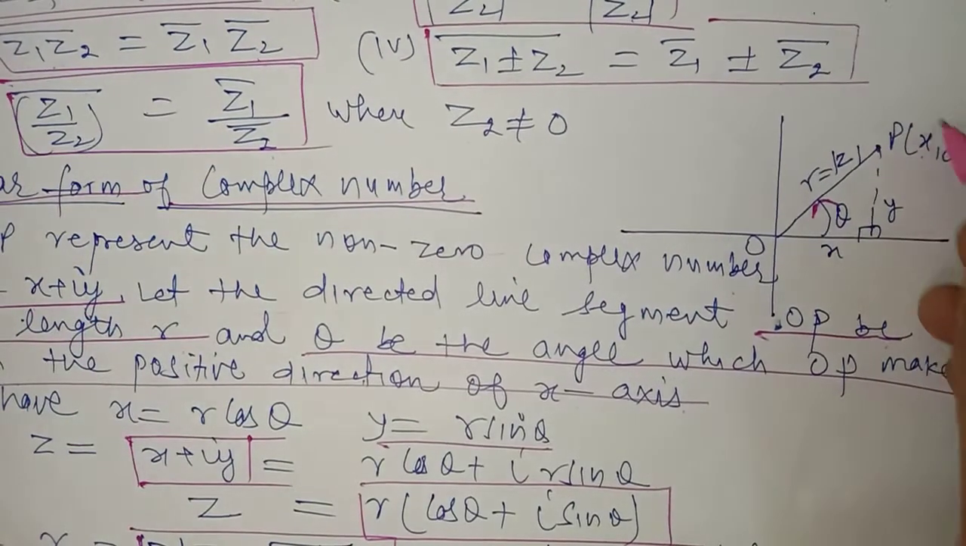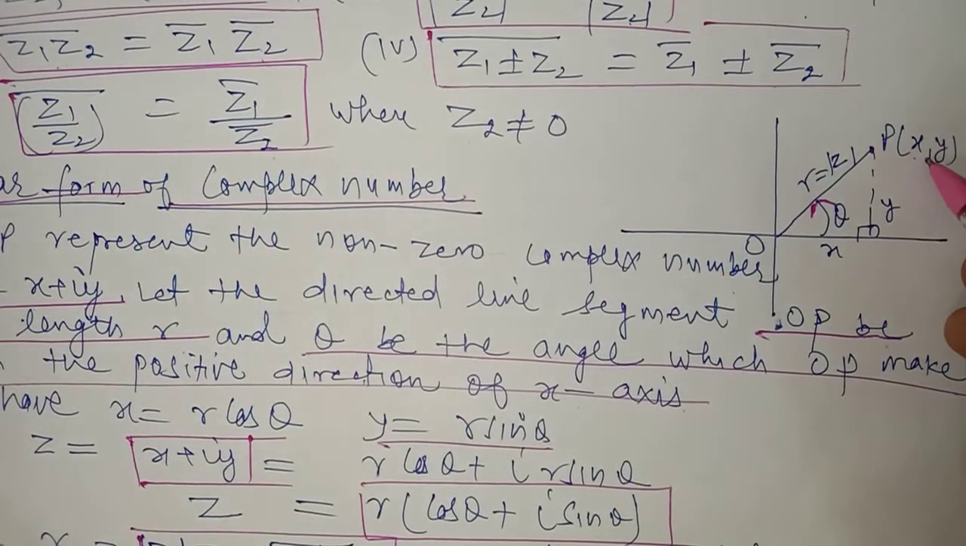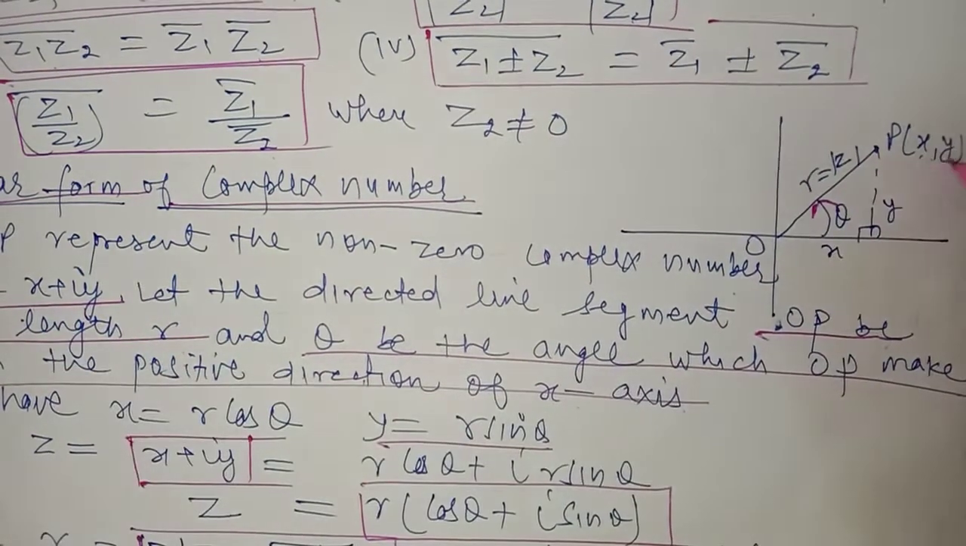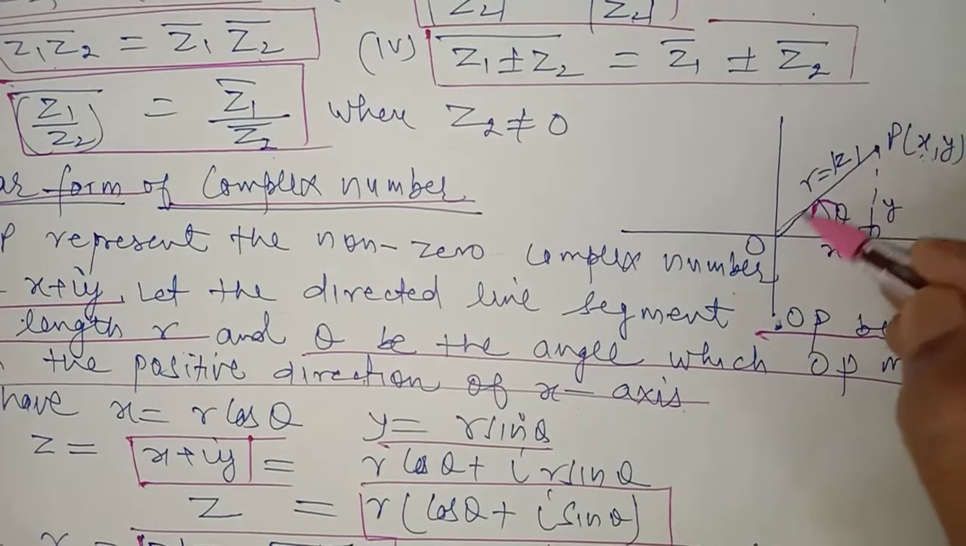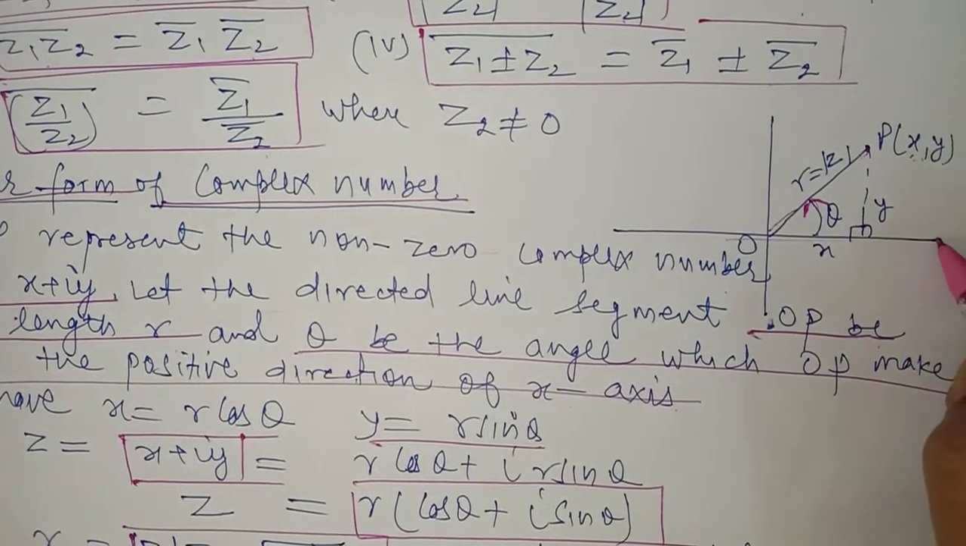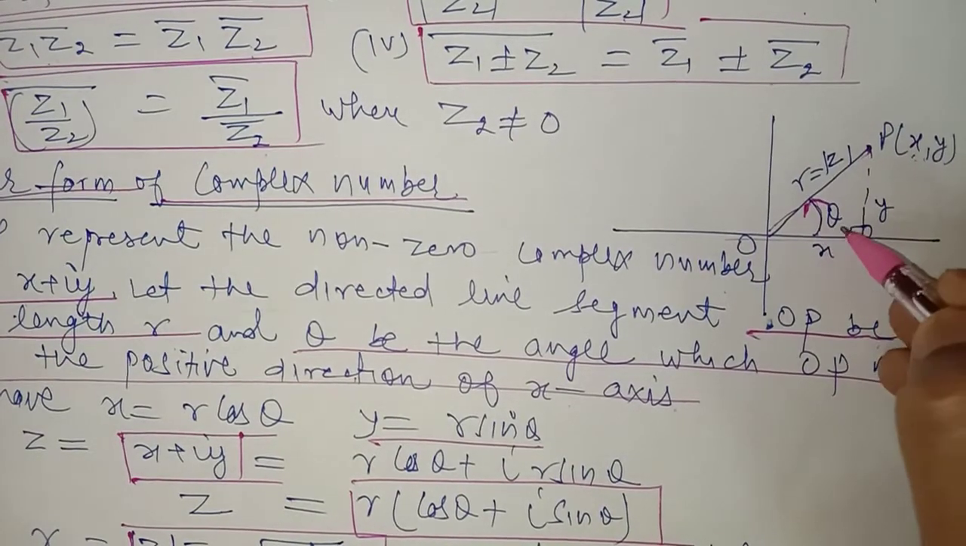So it's x and y. This is an Argand plane. Let this point represent the complex number x, y. Let the distance of this point from the origin be r, and theta is the angle made by this line segment OP in the positive direction.